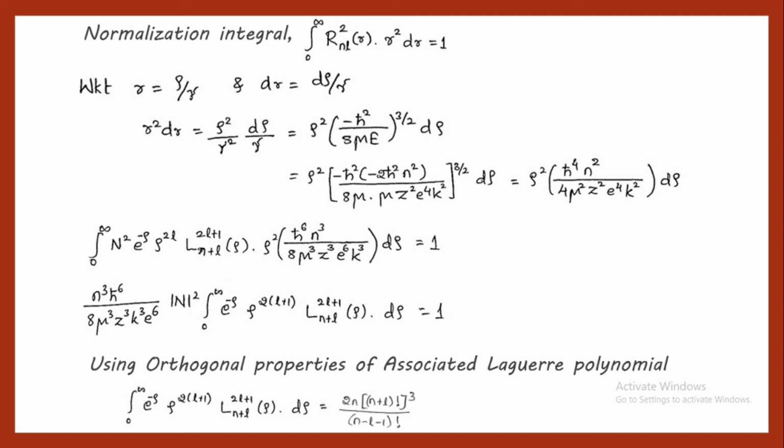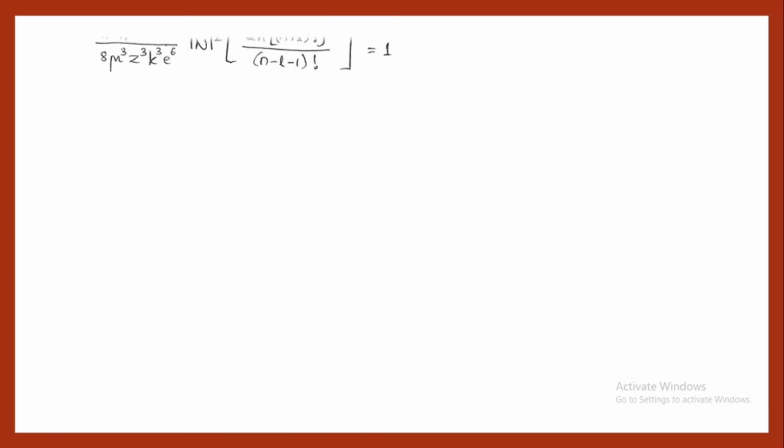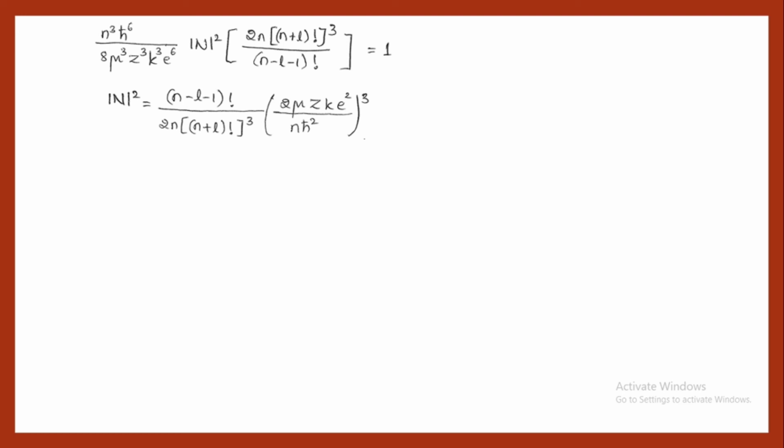Now we need to substitute the value of the integral in the above equation so that we can find the value of N. Simplifying the equation, we shift all the terms to the RHS, keeping N square on one side, and when you simplify, we get the normalization constant N is equal to the square root of (2 Z k mu e square by n h cross square) raised to 3 into (n minus l minus 1) factorial divided by 2n into (n plus l) factorial whole cube.